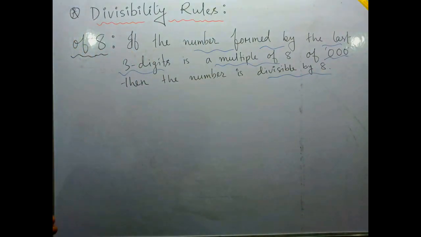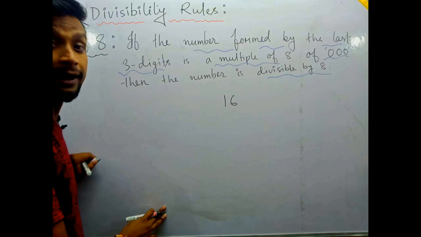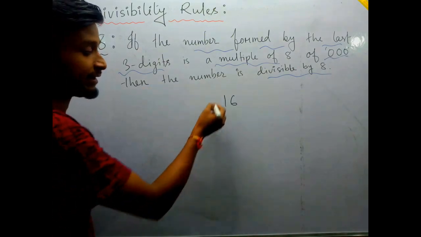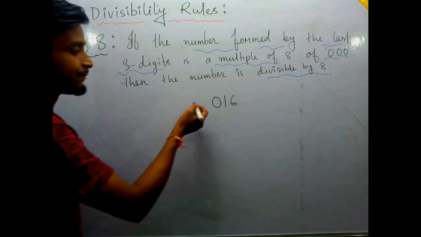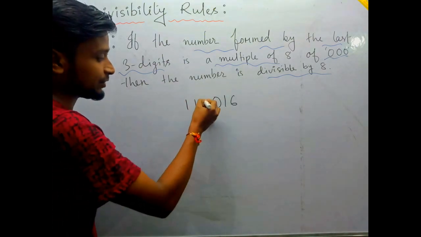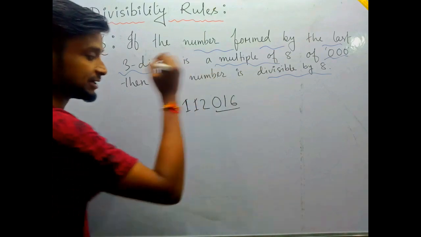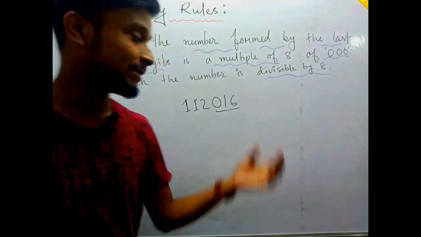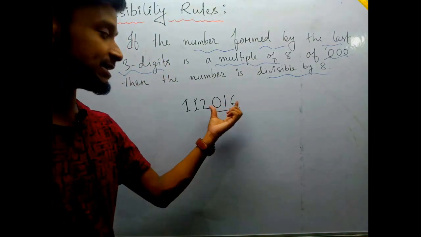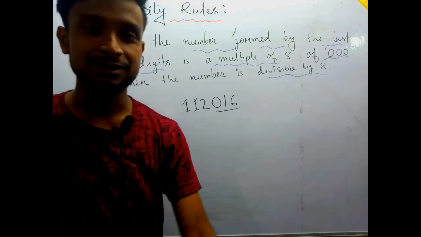Clear? So let's take one example. We know 16 is divisible by 8, right? 16 is a multiple of 8. 016, that makes 3 digits. So you can put 1 1 2 or anything in front, we only need to look at the last 3 digits, right? This number is divisible by 8, so this whole number will be divisible by 8.